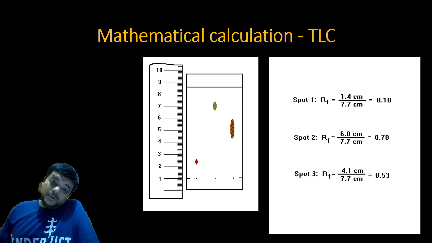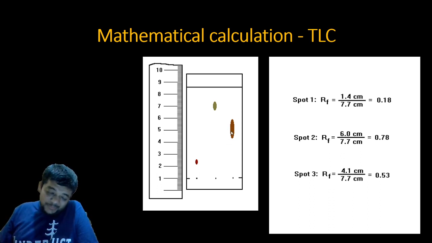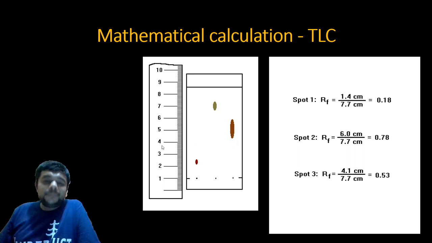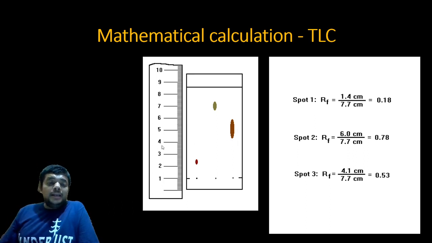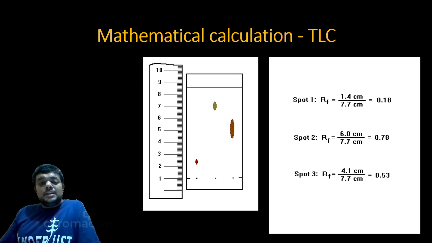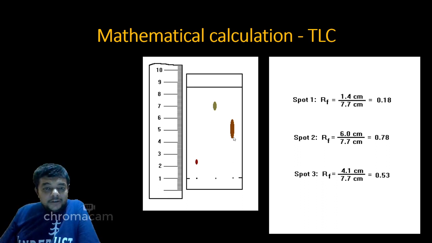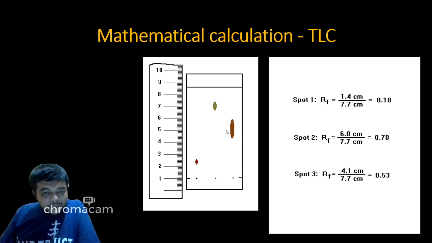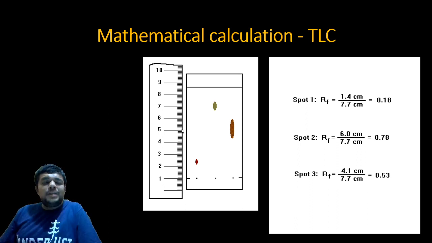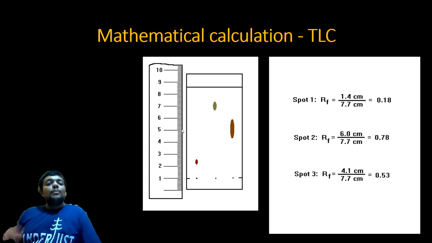Now the question comes. When the spot is too large, will you calculate from here or will you calculate from here? You will always try to calculate in such a way that you focus at the center. I cannot calculate from the bottom, I cannot calculate from the top. I have to calculate from the center, and the center is somewhat around 5.1 minus 1. I will end up with 4.1.